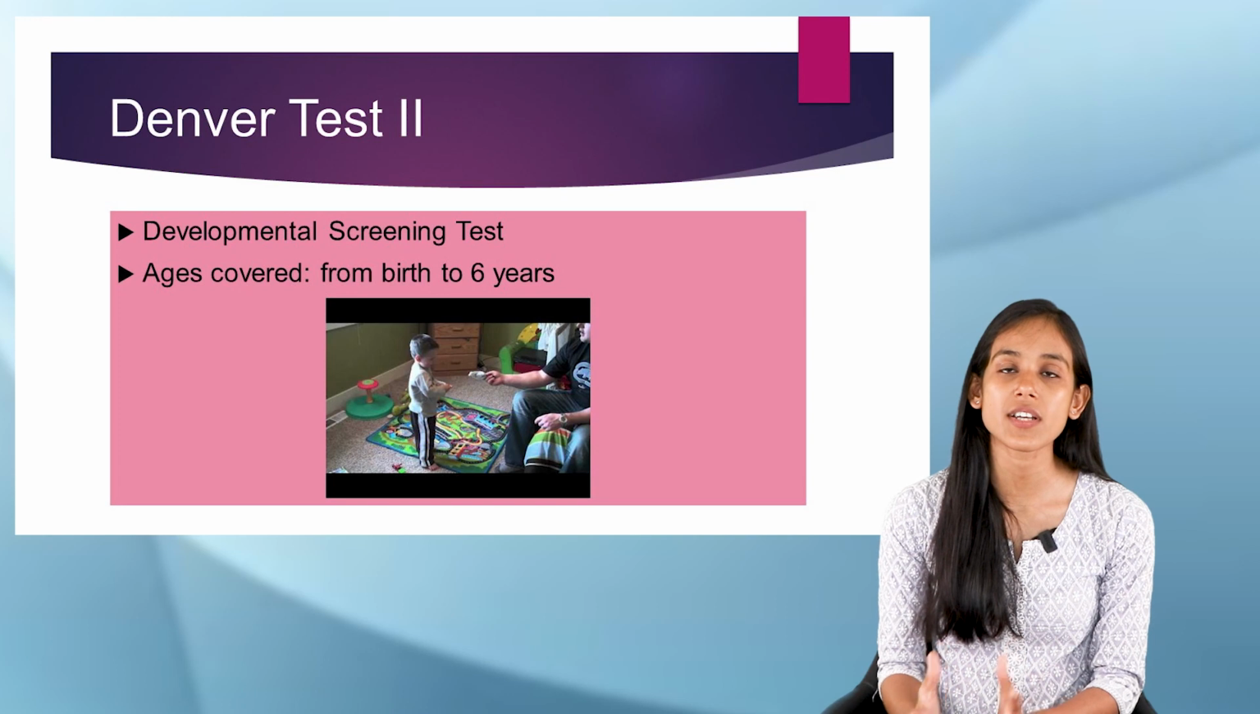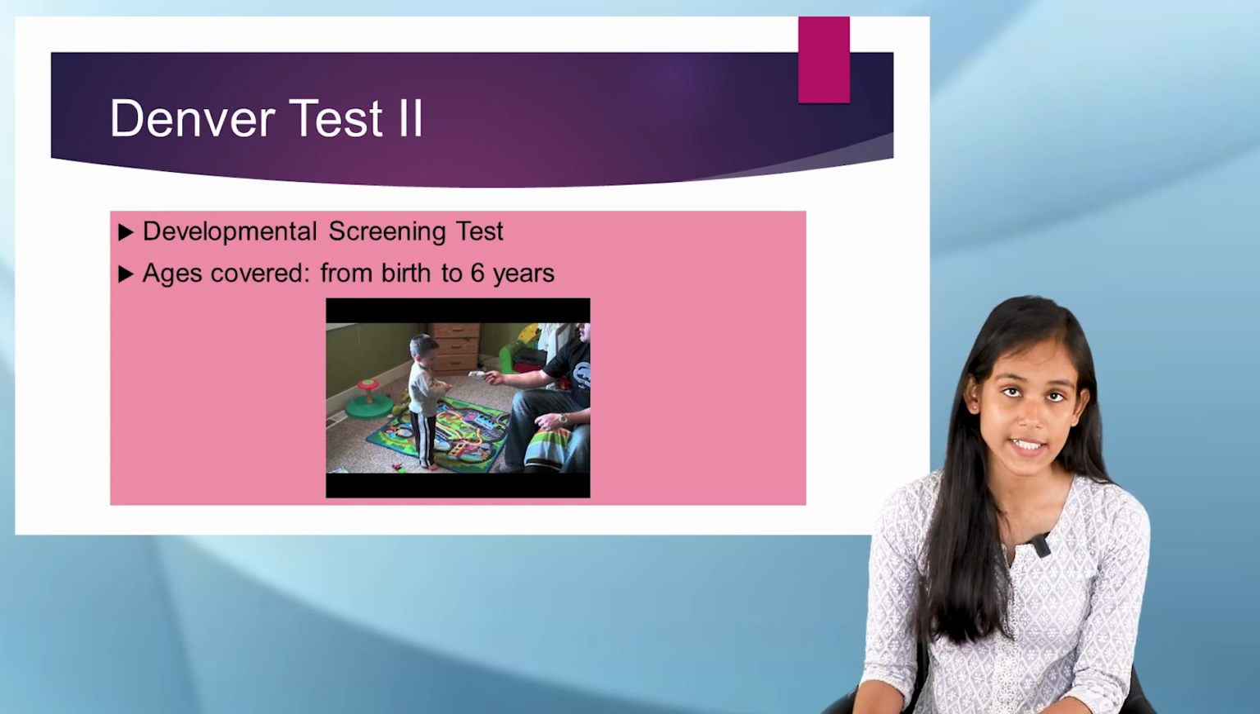And the next one is Denver Test, which is a developmental screening test. So here they cover 4 general functions. The first one is personal social, the second one is fine motor adaptive, the third one is language, and the fourth one is gross motor. So the age covered is from birth to 6 years. So this is how they confirm the diagnosis. Now next let us move on to the management or treatment of cerebral palsy.